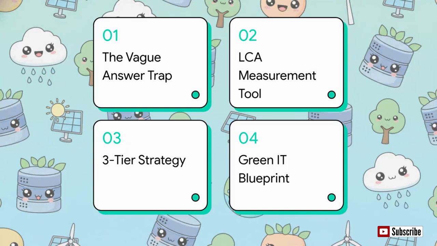Here's our roadmap for today. First, the vague answer trap. Second, the LCA measurement tool. Third, the universal three-tier strategy. And finally, your green IT blueprint. Let's get right to it.